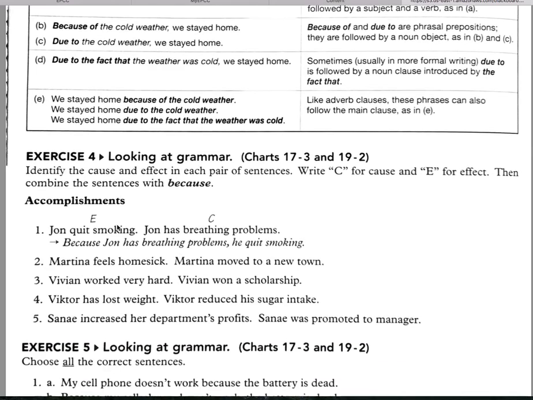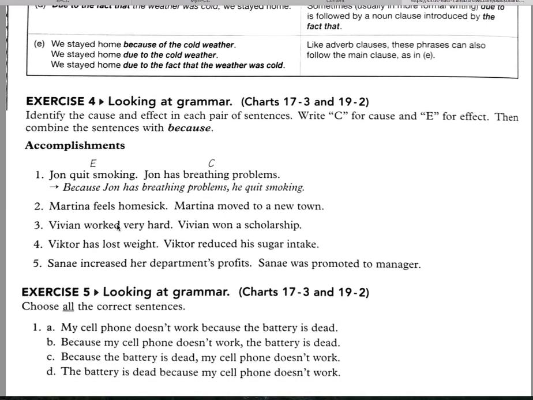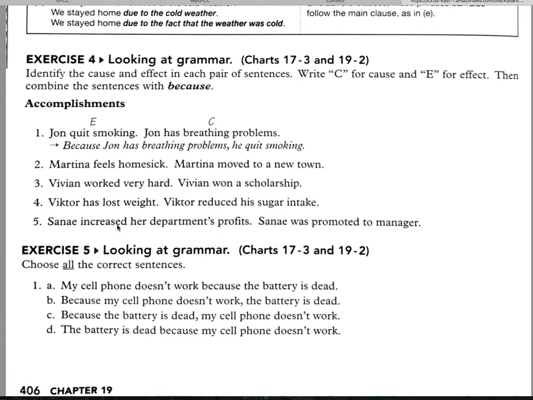Now if we look at exercise 4, identify the cause and effect in each pair of sentences. Write C for cause and E for effect. Then combine the sentences with because. Okay? So it is also imperative that we identify the correct cause, followed by the effect. Okay? So look at number 1.